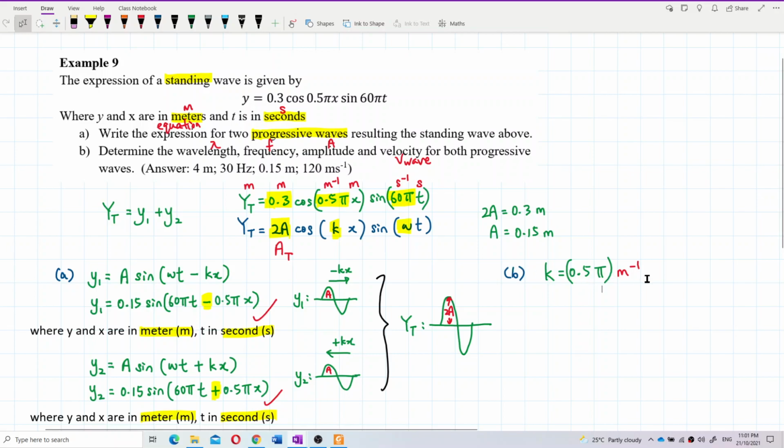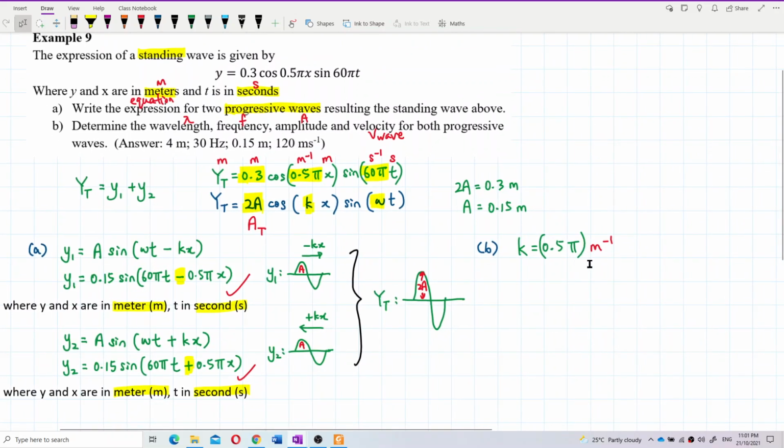Must be careful with the unit. Is per meter. So next, what's the formula for our wave number k? Our k is 2 pi over lambda, wave number. 2 pi over lambda. So substitute.